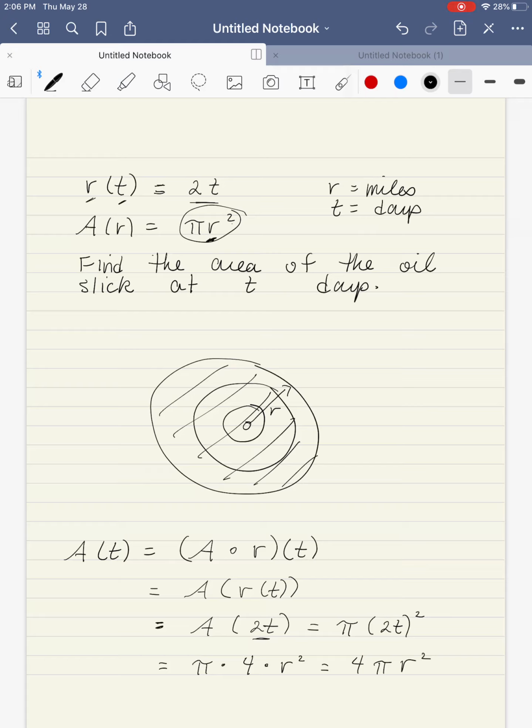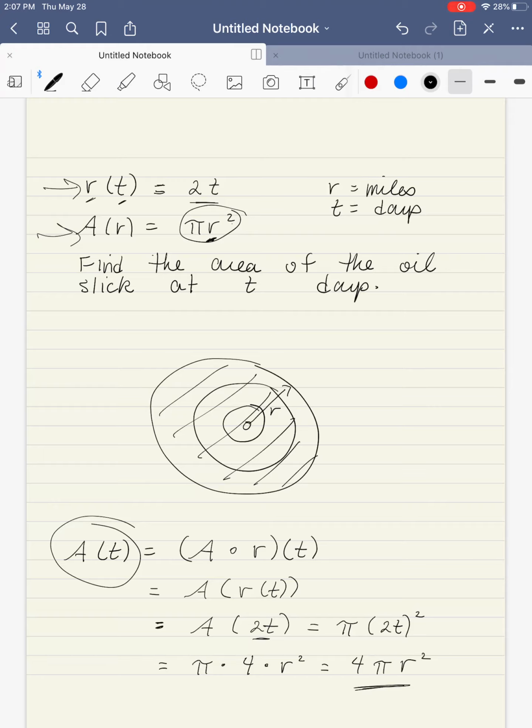So this is an example of composition of functions in the real world. If we know one function and then another function, and we want to get them together into one function where we can just use a single formula, we can use composition to do that.